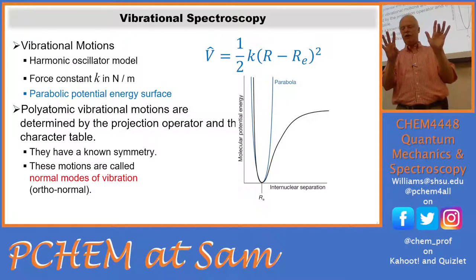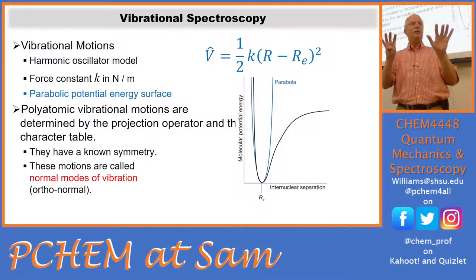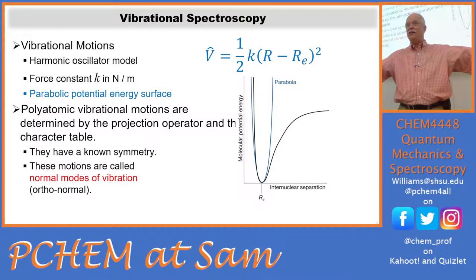If I really crank it up, maybe move it to the third excited state, I go 0, 0, 0, 0, 2, 0, 0, 1, 0, 0. So you have 3n-6 quantum numbers to describe a particular vibrational condition for a molecule. So it can get really confusing, but it's at least understandable.